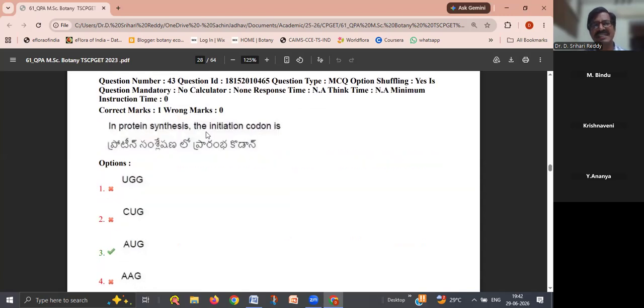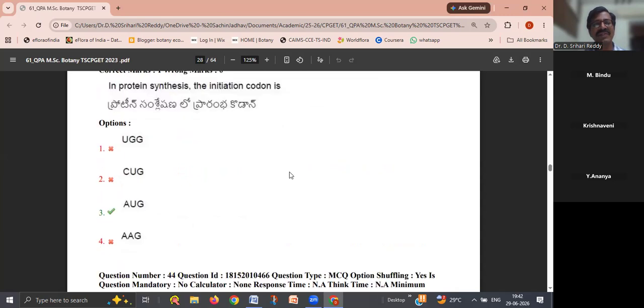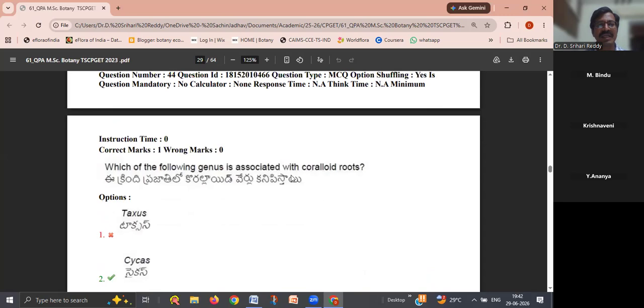Next, in protein synthesis, the initiation codon is. So we already discussed the initiation codon, that is AUG. There are three termination codons: UAA, UGA, UAG. These three are called termination codons or nonsense codons. The initiation codon is AUG. So these are very important. What are the termination codons?